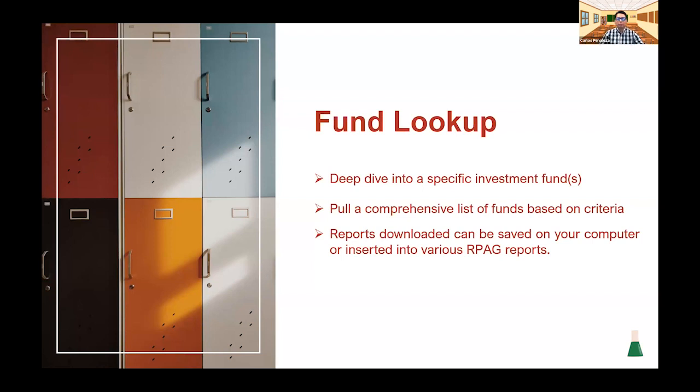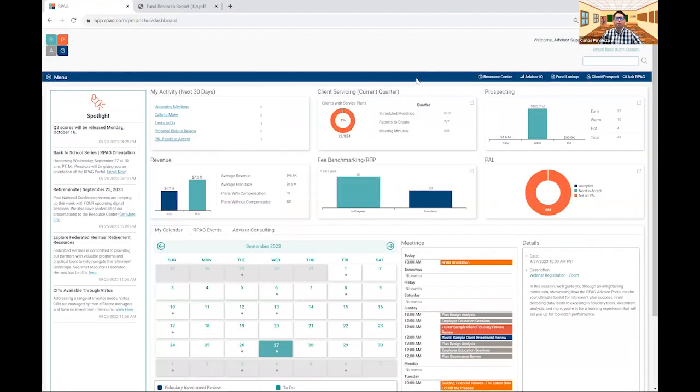So if you notice here, we are in the RPAG Advisor Portal. You'll notice that we're here on the home screen. And let's go ahead and move this here. And if you notice, what we're going to do to access the Fund Lookup is select here on our quick link at the top right where it says Fund Lookup. Once we select this here, you'll see that our search bar has populated here.